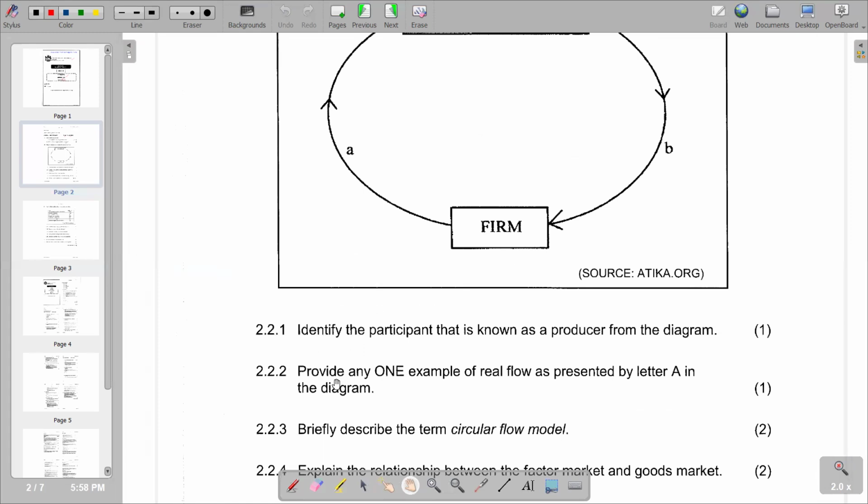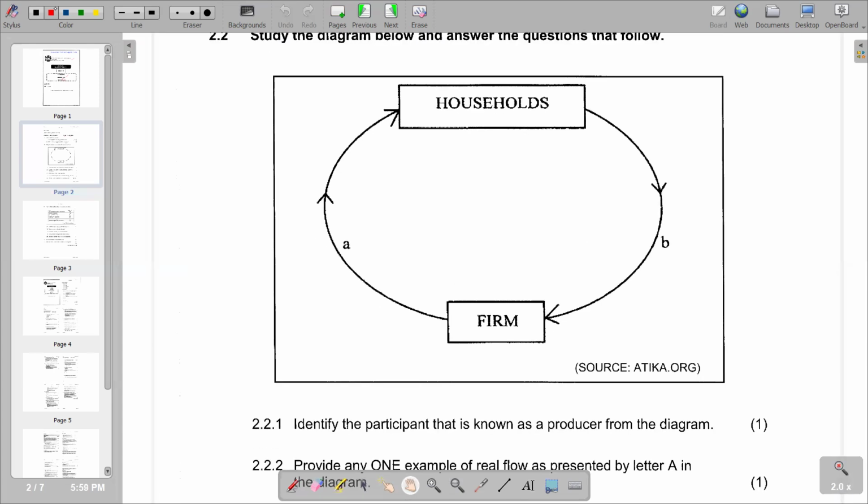Then 2.2.2, provide one example of the real flow that is represented by letter A in the diagram. So we've got letter A here, and it is moving from the firms to the households. Obviously, the firms produce the goods, and they move to the households. In other words, the households are buying those goods and they move there as goods. So obviously, the types of flows that we have in the circular flow, we have got the real flows and then the money flows.